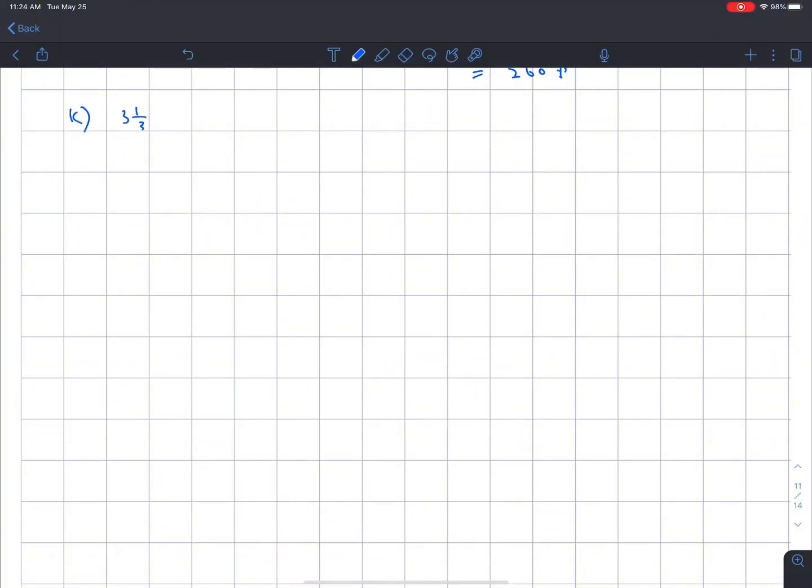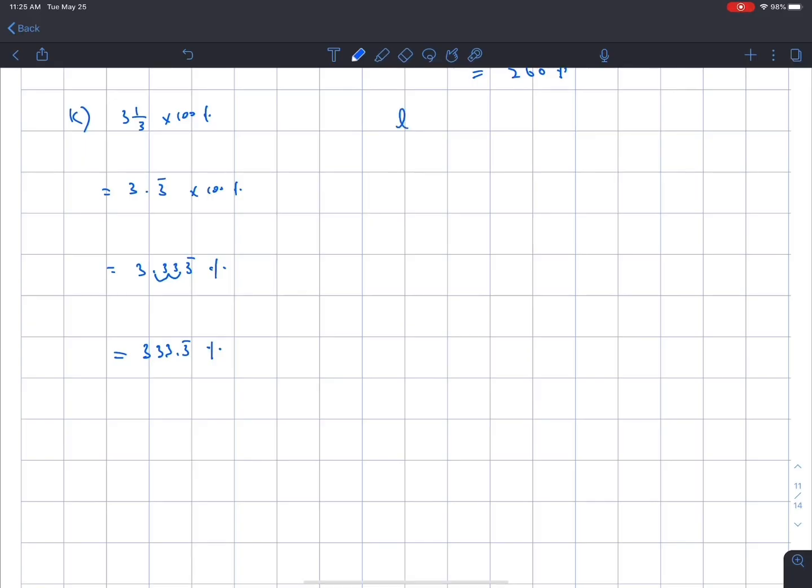K, 3 and 1/3 times 100%. Remember, 1/3 is just 0.3 repeating. So I can give this a few more decimal points. And then now I can move the decimal point 2 to the right. So this is 333.3 repeating percent.